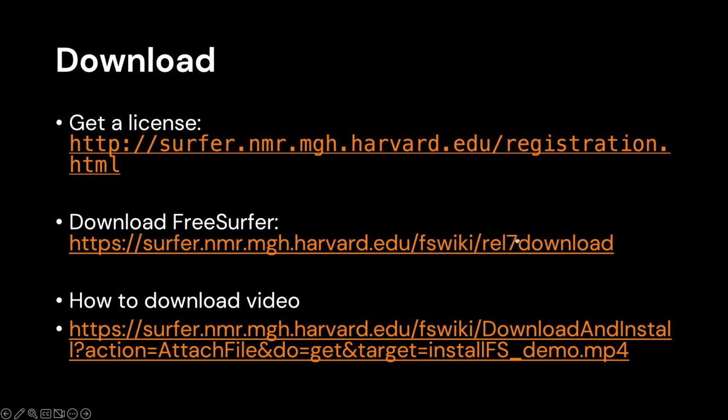To download FreeSurfer, you just have to go on their website and download the program. You also need to get a license in order to run FreeSurfer. You don't need to do it before you download the software. You can do it at any point, basically, but you need to do it before you start using FreeSurfer because you need to upload the license into your FreeSurfer folder, and I'm going to show you how to do that.